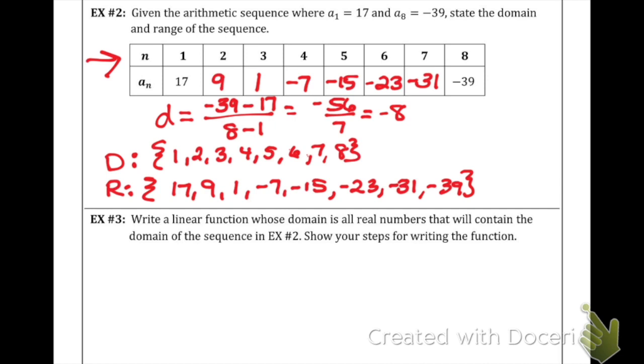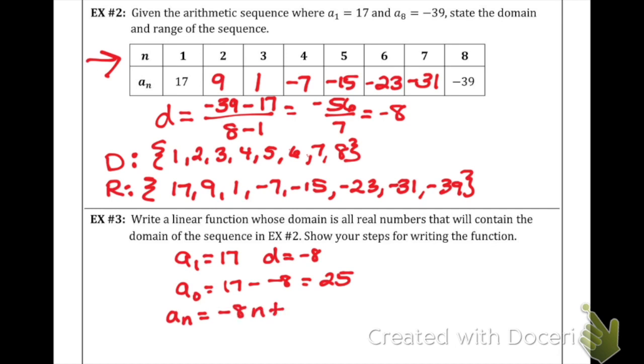Example 3, write a linear function whose domain is all real numbers that will contain the domain of the sequence in example 2. So here are your steps for writing the function. If my first term is 17, and my common difference is -8, then my a naught is going to be 17 minus -8, which gets us to 25. And remember, a sub n is equal to my common difference times n plus my a naught. Just turn that into function notation. So f of n is equal to -8n plus 25.